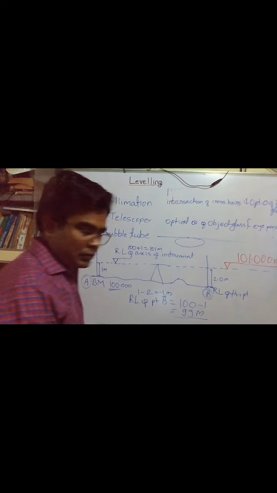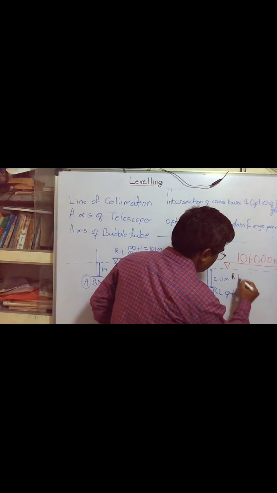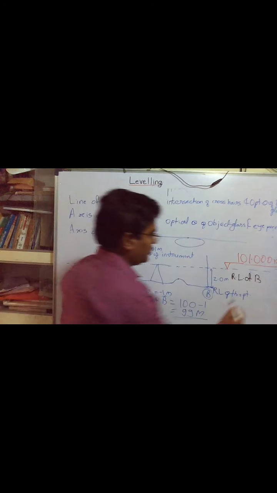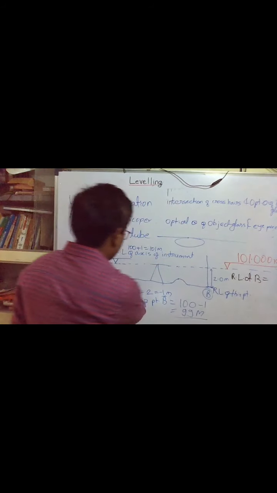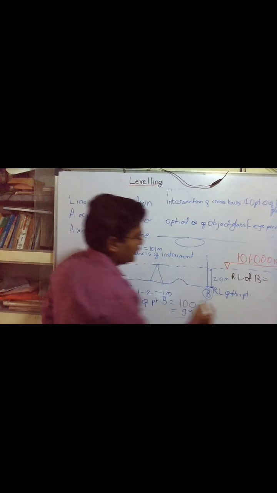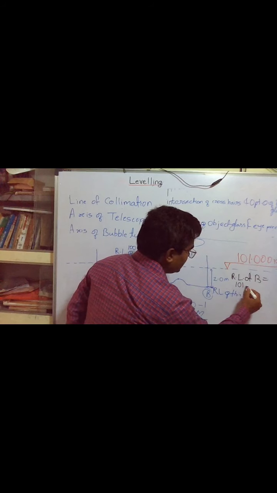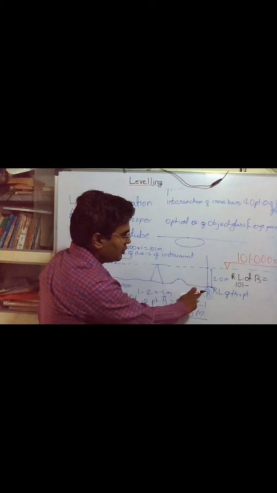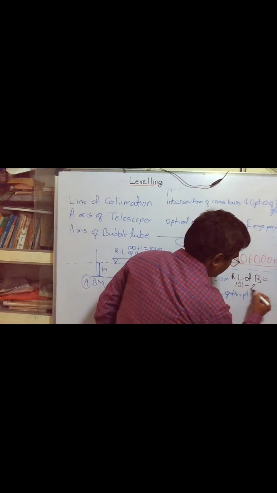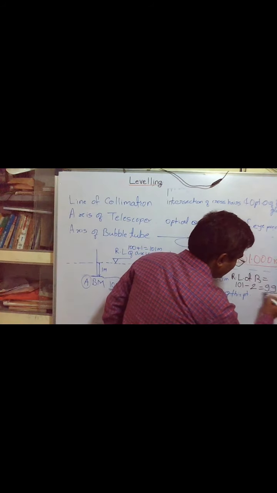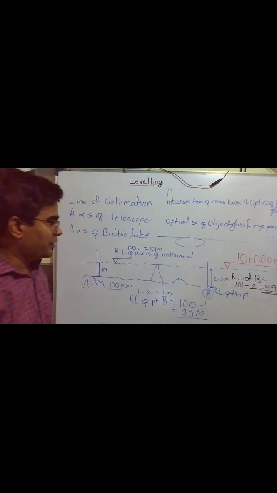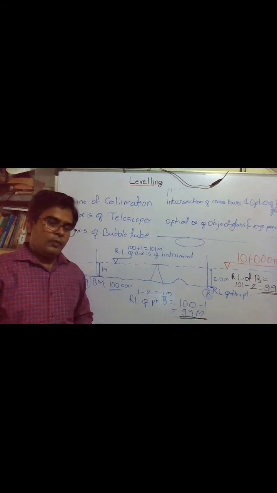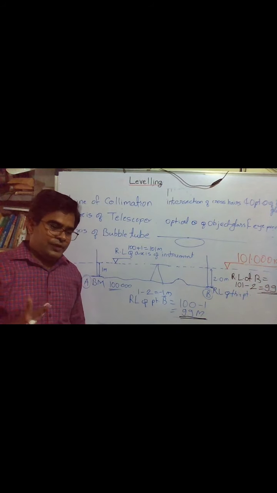RL of B is equal to the RL of instrument axis, that is 101 meter, minus this 2 meter. This point B is 2 meter below this instrument axis. Then what is the RL of B? It is 99 meter. Here also it is coming 99 meter. Okay. So there are two methods.